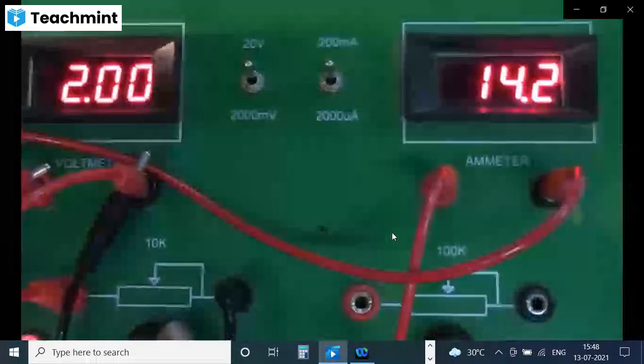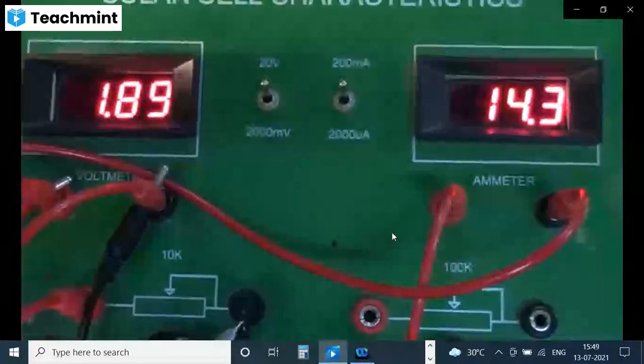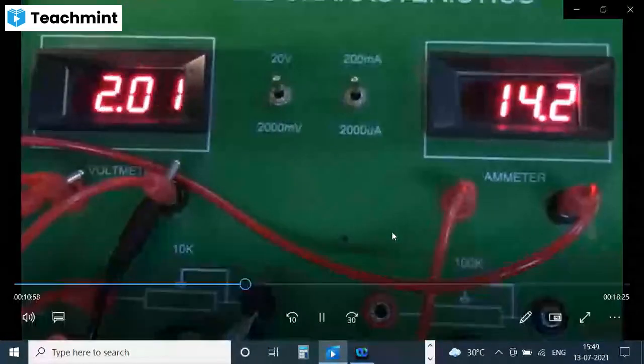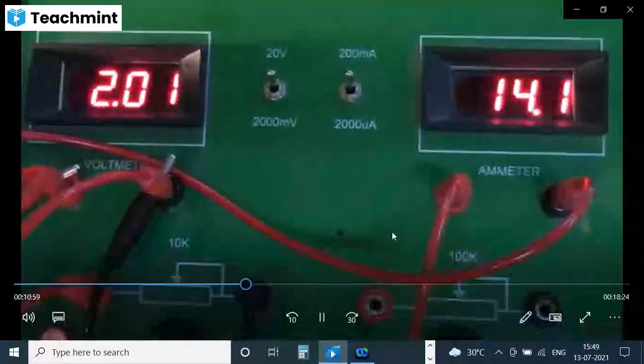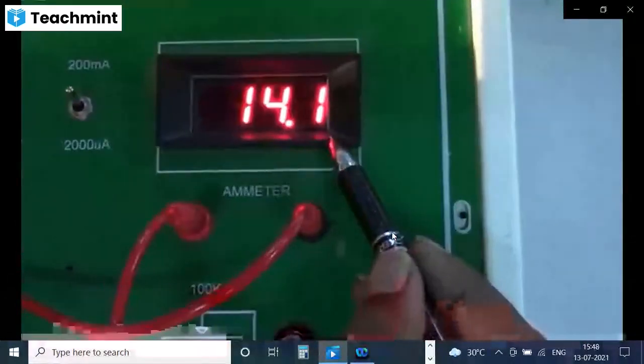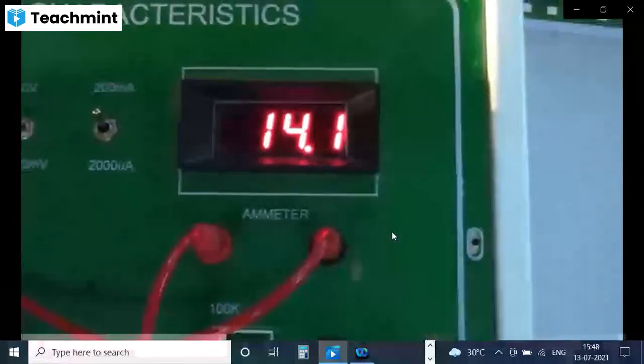Yes. Increase the load resistance. Right, it is 2.0 volts. At this particular situation, you observe the current starts to decrease. It is 14.1 milliamperes. So note down 14.1 milliamperes.